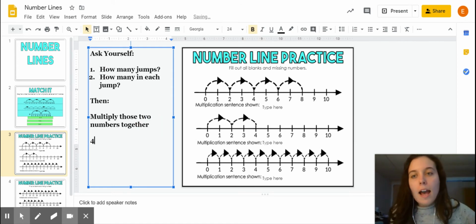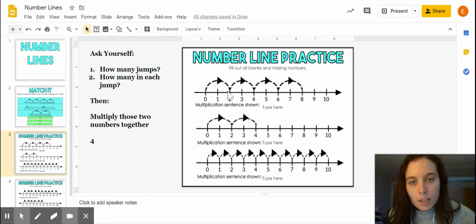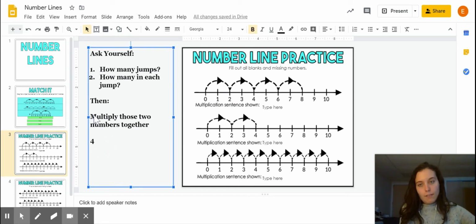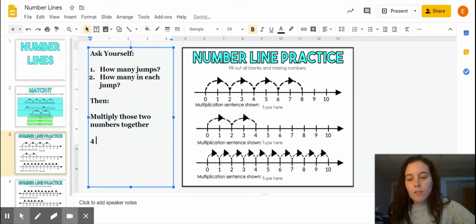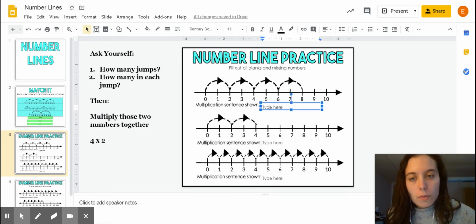4 jumps. And what's the second question? That's right. How many in each jump? Well, let's look. It looks like there's 1, 2 in each jump. Okay, so remember then after that, that's when we multiply those two numbers together. So 4 times 2, right? Because there's 4 jumps and there's 2 numbers in each jump. Okay, so that's what you do.